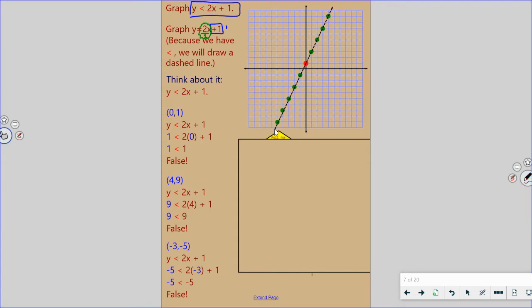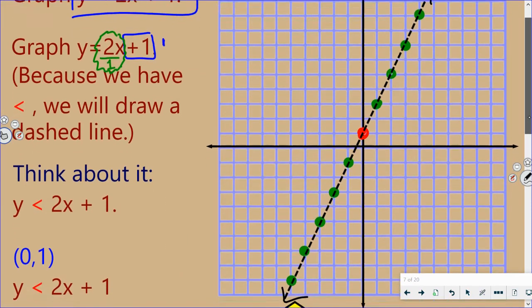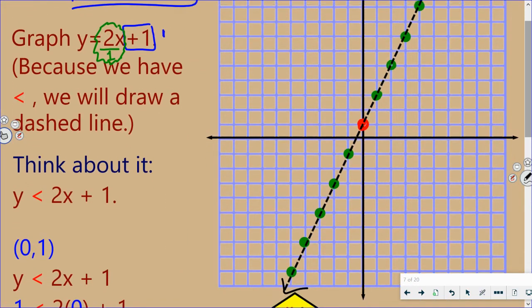And of course, I need to make sure that I have my arrowheads on the end, just because our coordinate plane stops doesn't mean the number line stops. It keeps going on infinitely. So the first step is to draw the line as if it were an equal sign, y equals 2x plus 1, but because it doesn't say or equals, it only says less than, all the points on the line are false, so we need to make sure we draw a dashed line.